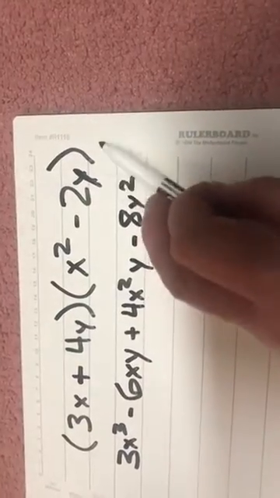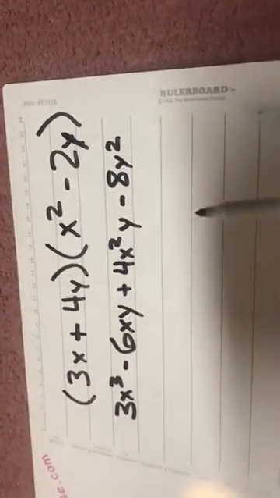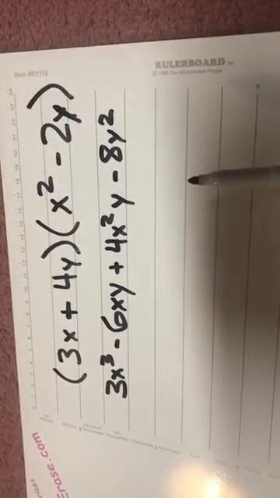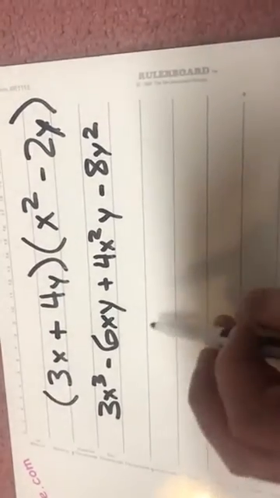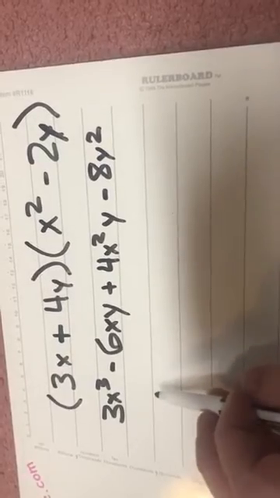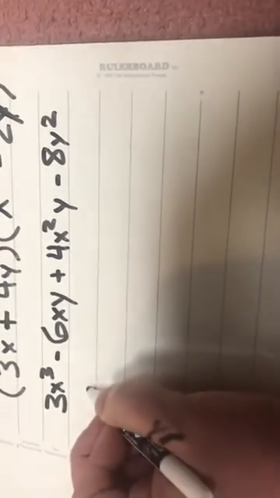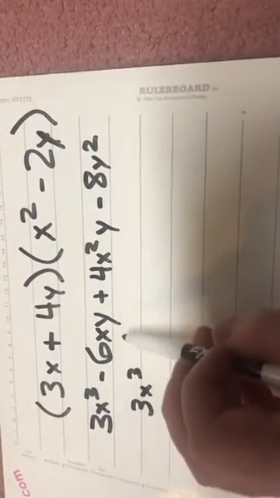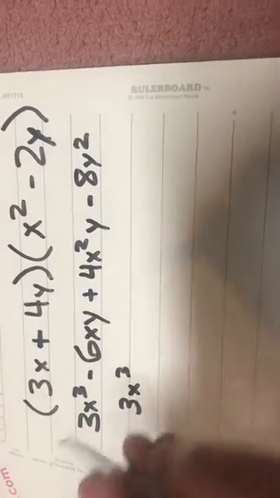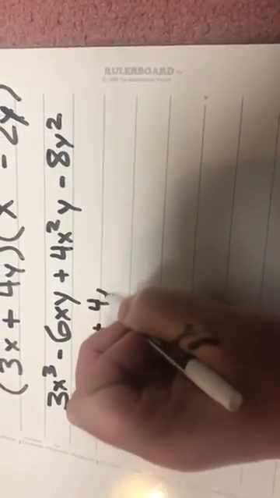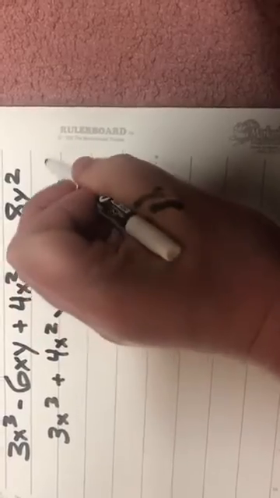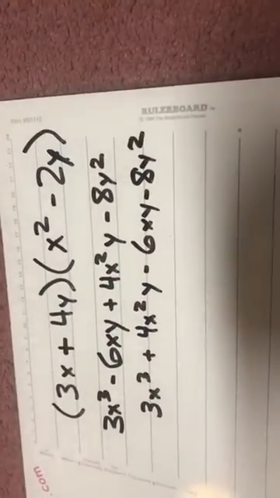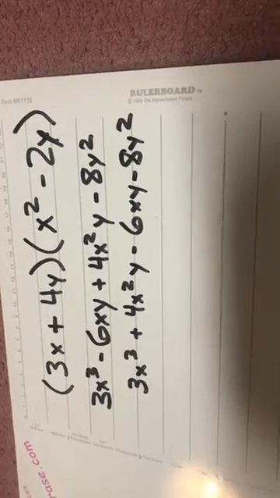Y to the power of 1 times y to the power of 1 gives me y to the power of 2. I want to look. I do not have any like terms, so there's nothing that can be combined. But when I think about putting things in alphabetical and descending order, I want to go 3x to the power of 3. And since this term has an x squared and this one does not, I'm going to go ahead and switch those two around. 4x squared y minus 6xy minus 8y squared. And that, ladies and gentlemen, is the FOIL method. Have a good time.